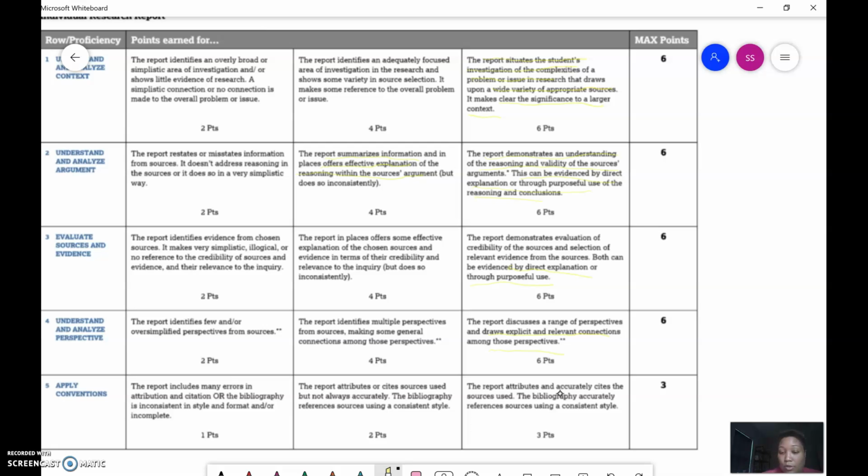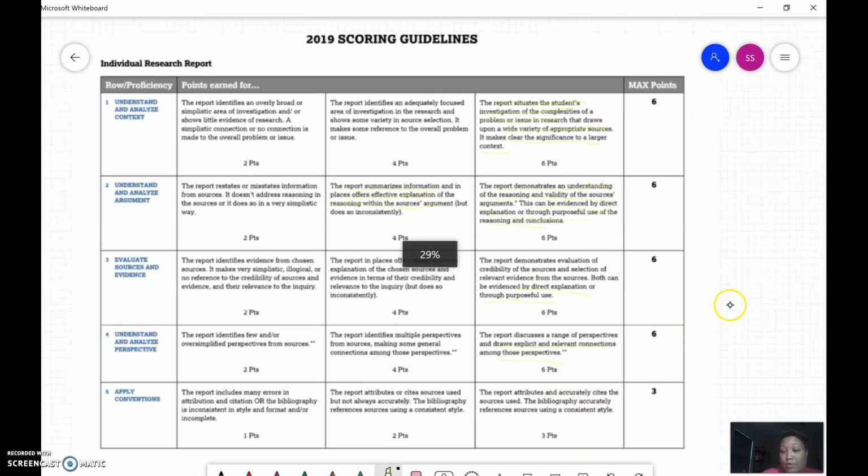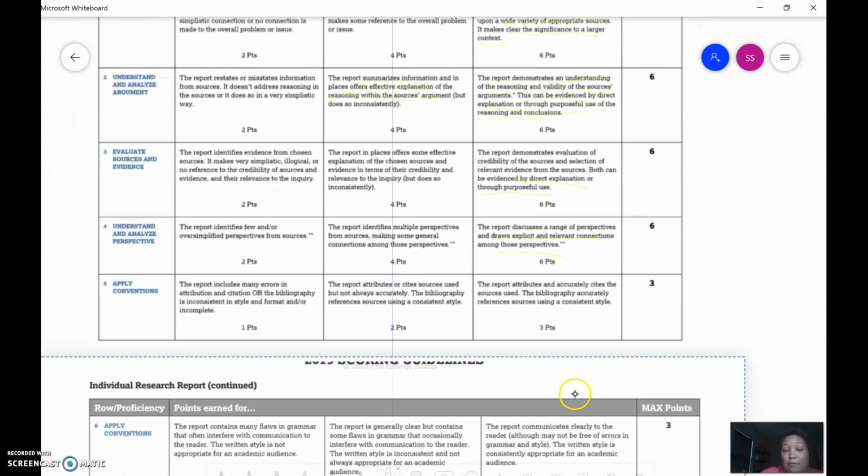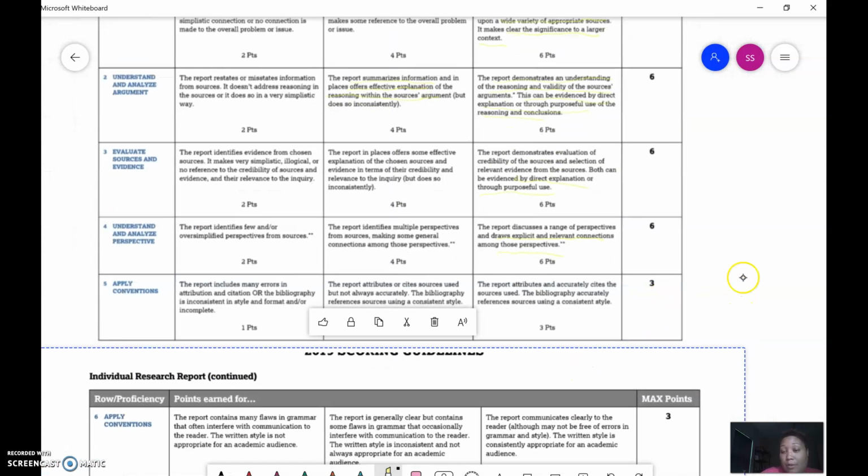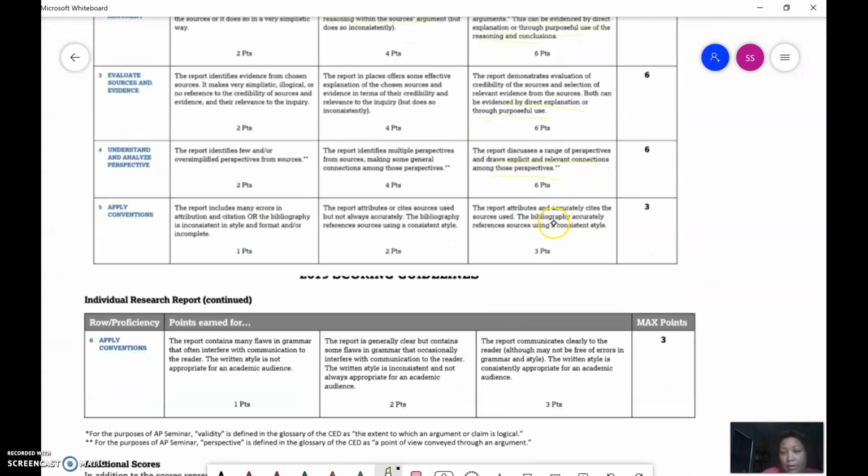there are two main scores for apply conventions. So, does the report attribute and accurately cite the sources used? What that means is, when you're embedding the quotes, do you reference them correctly? Do you have your in-text citation? And then the bibliography also has to be formatted correctly too. So you need to make sure that you are using a consistent style, not only for the bibliography, but for your embedded quotes.